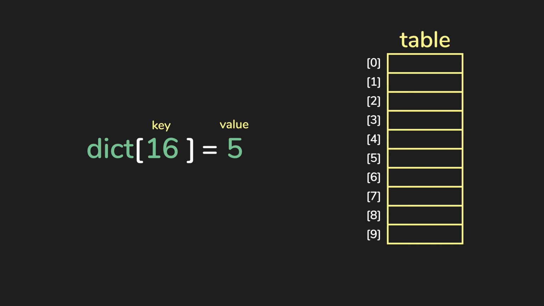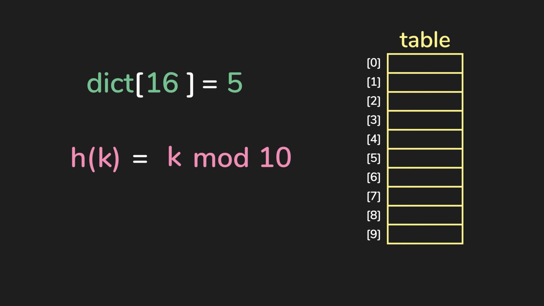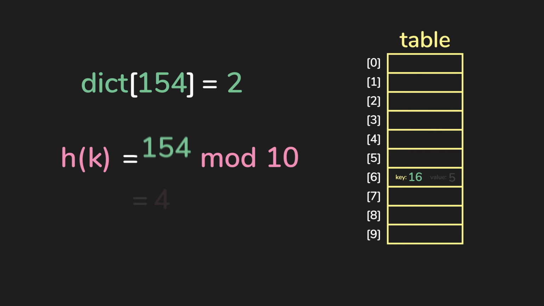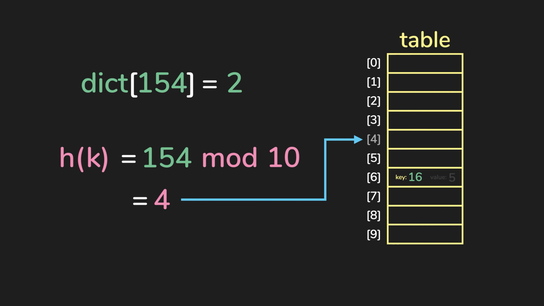Here's a little example. We initialize our array with nothing in it. If we want to store the key 16 with value 5, we would be storing it in index 6 because 16 mod 10 is 6. And next, we want to store the key 154 with value 2. We would be storing it in index 4.